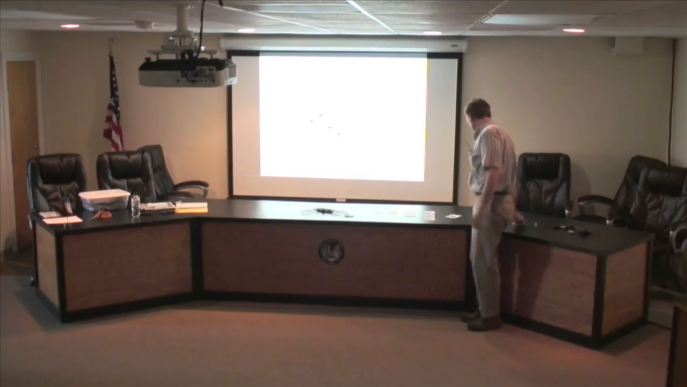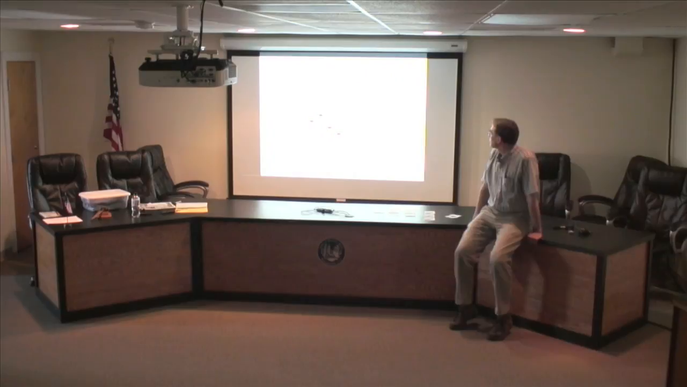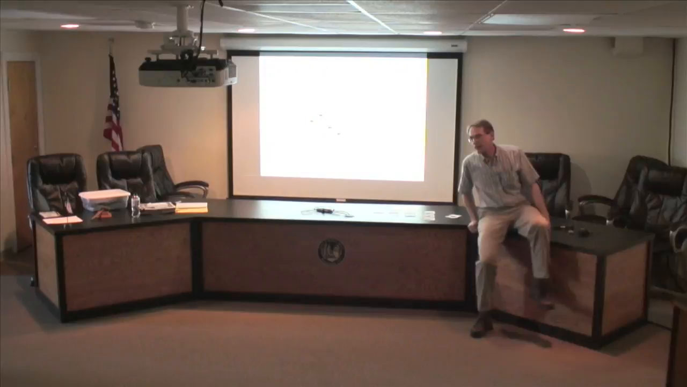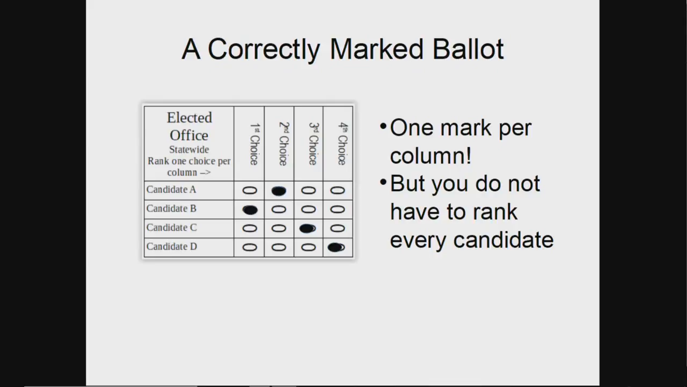Okay. And so that brings us to the issue of how should voters mark the ballot? Now, probably the best way to mark a ballot is to have one mark in a column. If you're going to mark a first choice, a second choice, a third choice, etc., there should only be one mark in that column. You can't have two candidates as your first choice or two candidates as your second choice, even if you think they're about equal, because it's impossible for the election officials to understand how to cast that ballot.